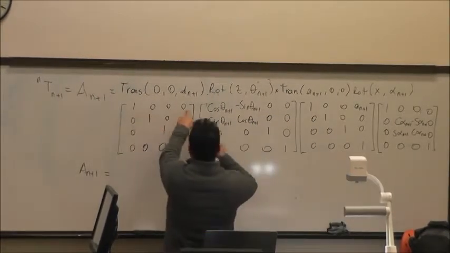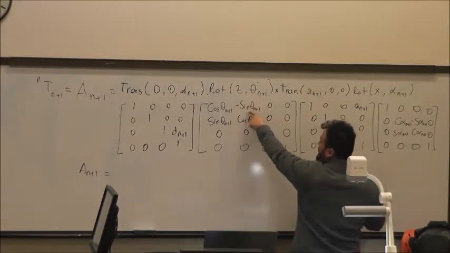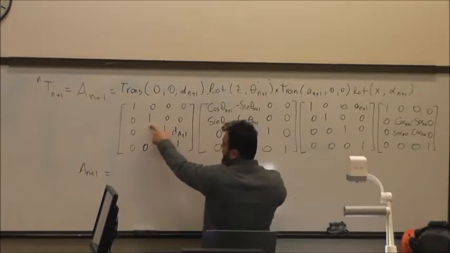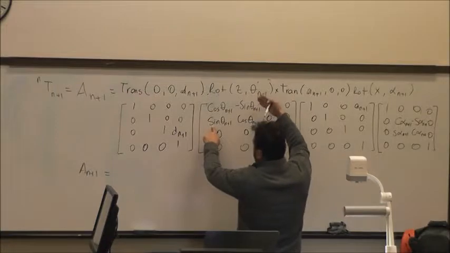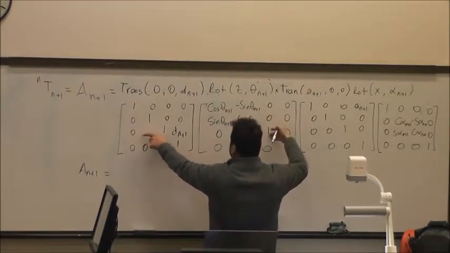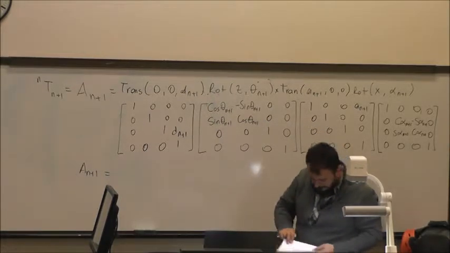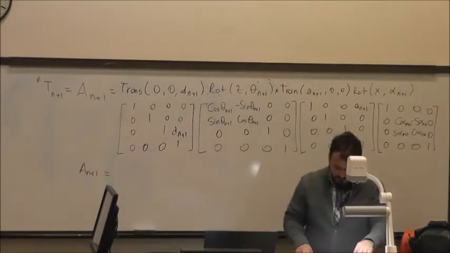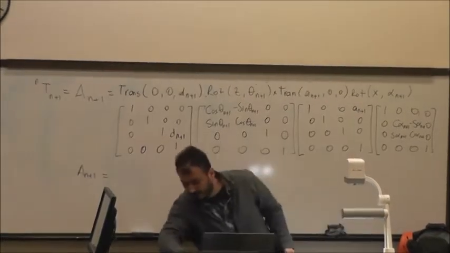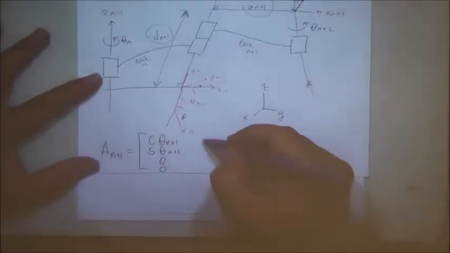If you follow the easy way, it will be like this, see? So I have just cosine theta n plus 1, and here minus sine theta n plus 1, 0, 0, 0. Then here, the second row: sine, cosine, zeros. And here I have 0, 0, 1, and 0. And then d will come as a coefficient. Okay, so here, let me write it down. So, A n plus 1 should be cosine theta n plus 1, sine theta n plus 1, and 0, 0. And make it like this. Good.